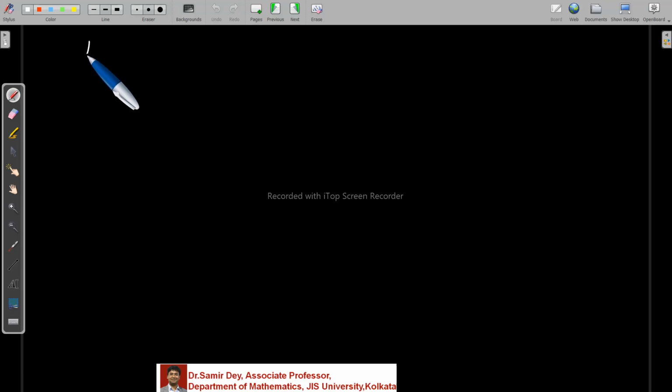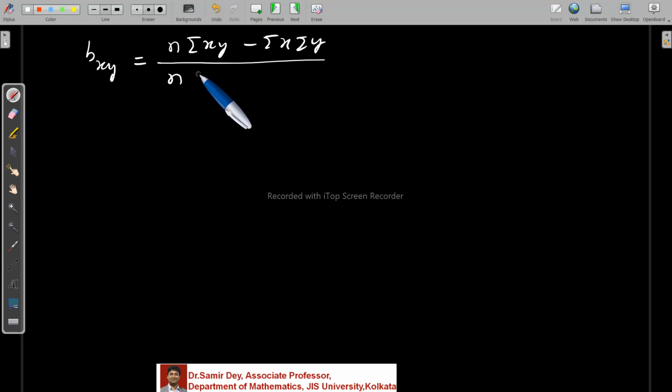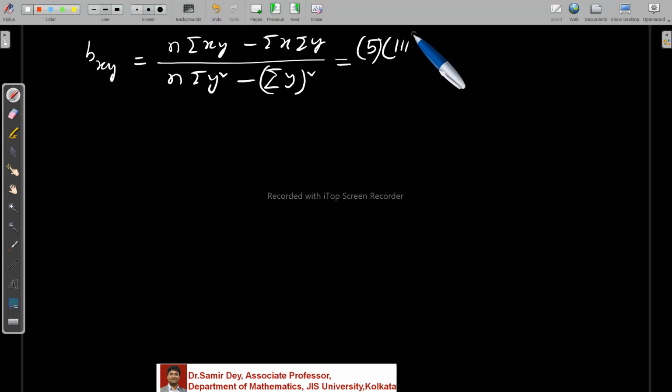So another part is left, that is your bxy, isn't it? So here you may write n summation xy minus summation x summation y, n summation y square minus summation y whole square. Now already you know what is your n? N is equals to 5. What is your xy? Xy 111 minus, what is summation x? Summation x equals to 35. What is your summation y? Summation y is equals to 15.